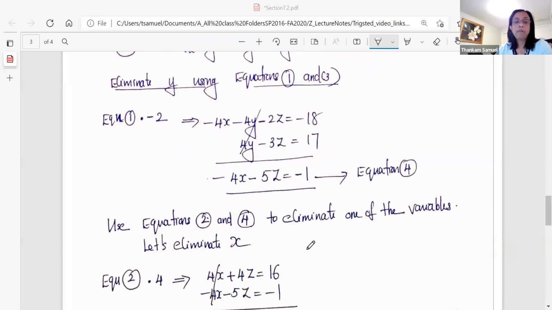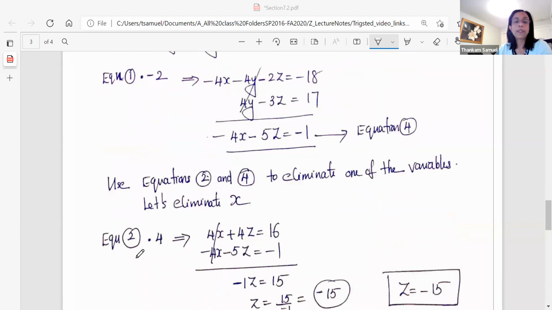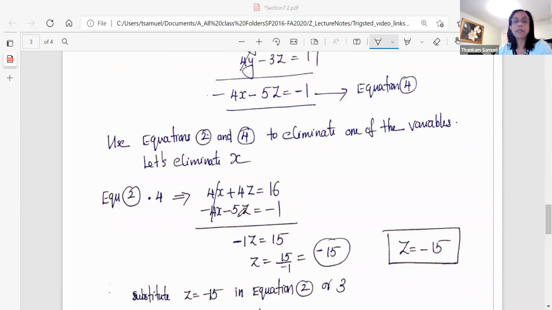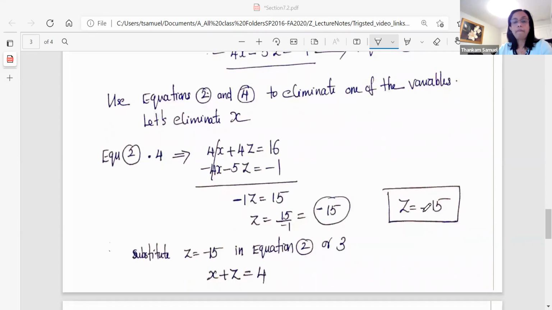Let's eliminate x. For that, we need to multiply the second equation by 4. So we'll get 4x plus 4z equals 16, and consider equation number 4: -4x minus 5z equals -1. Add these two equations together, then you can see that the x term will be eliminated, and we'll get -1z equals 15. Divide both sides by -1, so z equals -15. So we got the value of one of the variables.